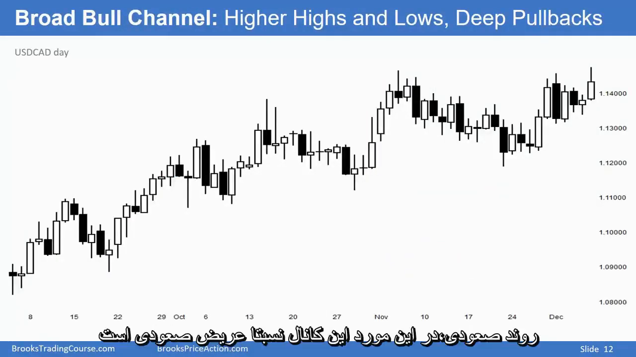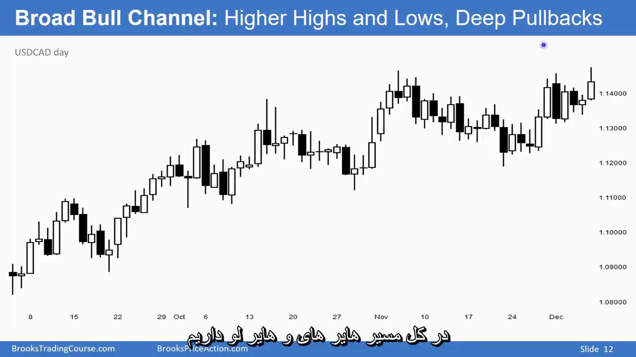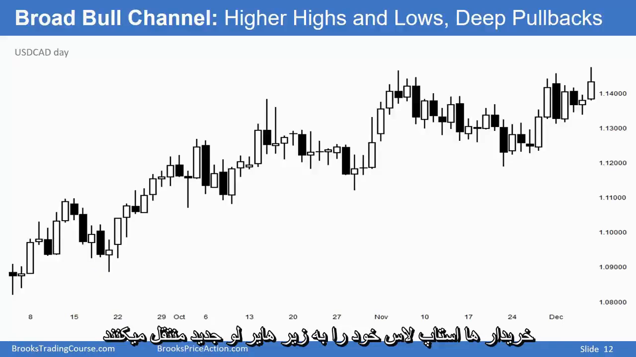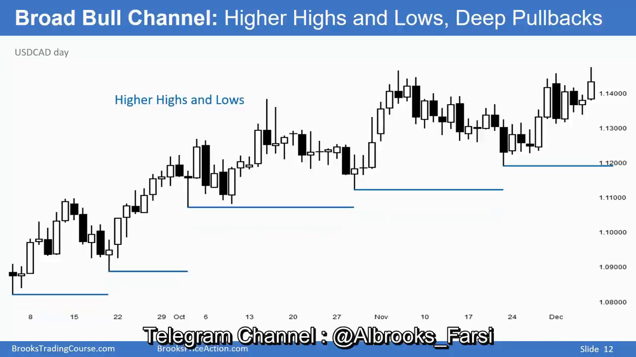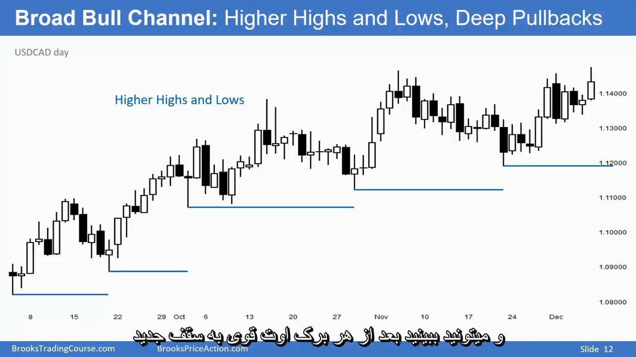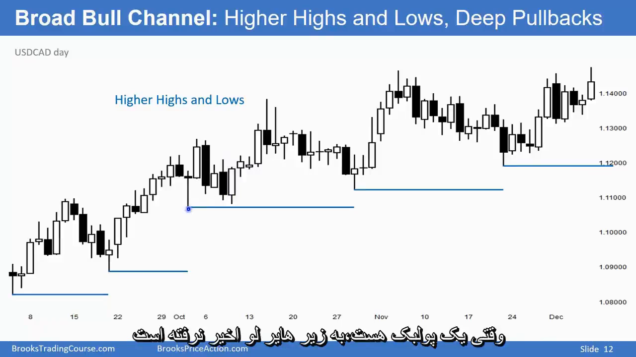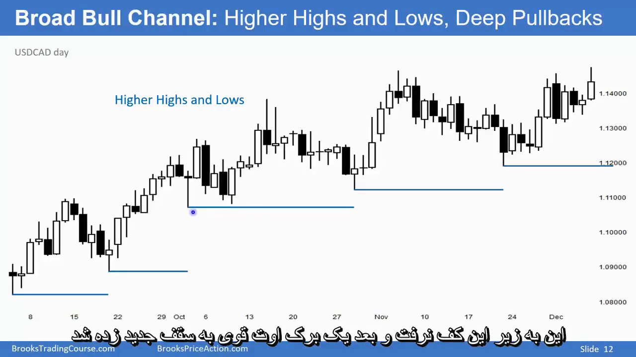Bull trend, in this case, it's a fairly broad bull channel. We have higher highs all the way up. We have higher lows all the way up. And after each strong breakout to new high, bulls will raise their stop to below the most recent higher low. And you can see, after each strong breakout to new high, when there's a pullback, it did not fall below the most recent higher low. This did not fall below that.